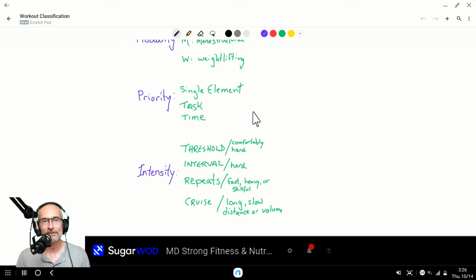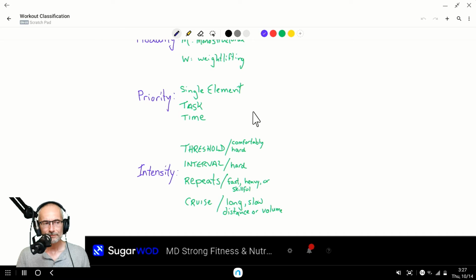And then during the rest interval, obviously, we're resting. Repeats, the rest interval is intentionally long, probably 3 times the length of the work interval. That's because we want to be fast or lift heavy or be skillful. And so the focus there is essentially on the quality of work that we're doing in each one of those individual work intervals for our repeats.